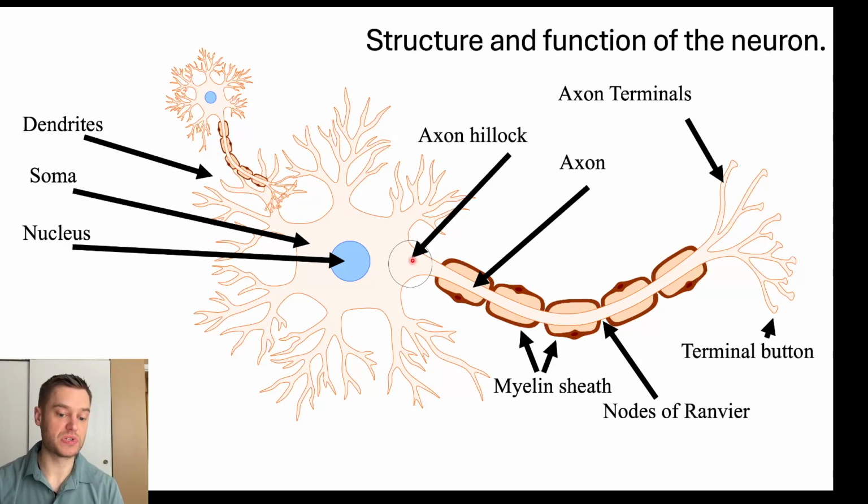The integration zone is the axon hillock. I might say, what part of the neuron communicates with other neurons? There could be two answers to that, and I would have to specify in the question, but that could either be the dendrites or it could be the axon terminals. I might say, where are neurotransmitters housed? That's in the terminal button.